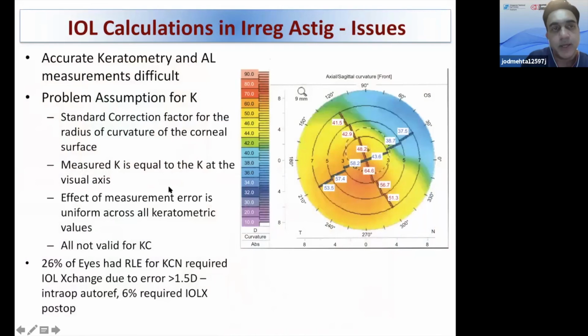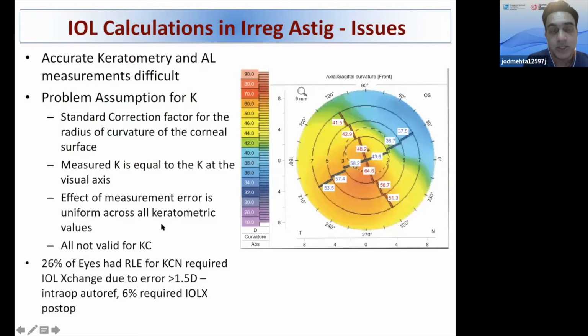So the issues that we face when doing these calculations is getting accurate measurements, both of the keratometry and also of the axial length. And there's a lot of assumptions when we're doing the calculations, because as you can see in this diagram over here, when you look at the central axis, you can get a hemimeridian with almost 15 to 16 diopters difference across the central area. And this is going to affect the outcome when you're choosing your intraocular lenses.